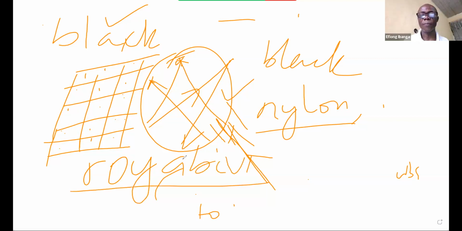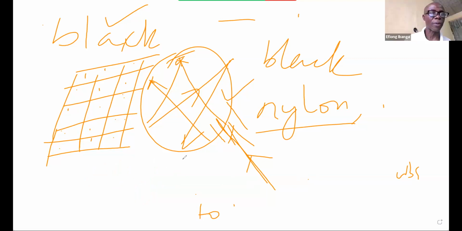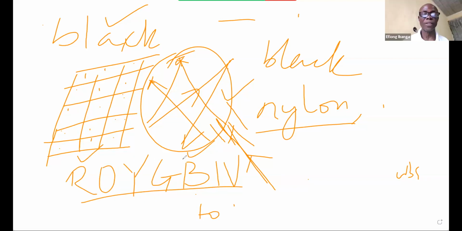Have you seen this before? Have you seen what I'm writing there? It's an acronym. Yes, sir, I'm seeing. So what is this one? Red. What is this one? Orange. Isn't it? All right. This is blue. This is violet. So you go, so the energy, all right?